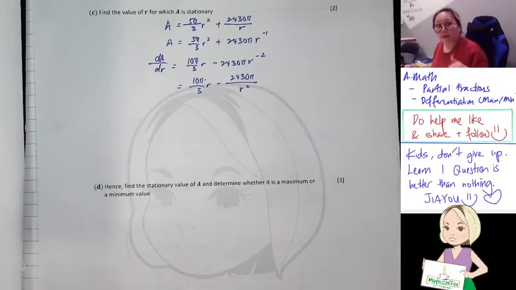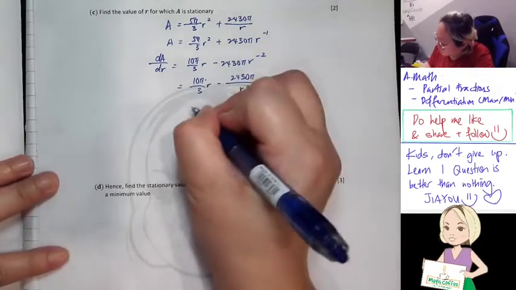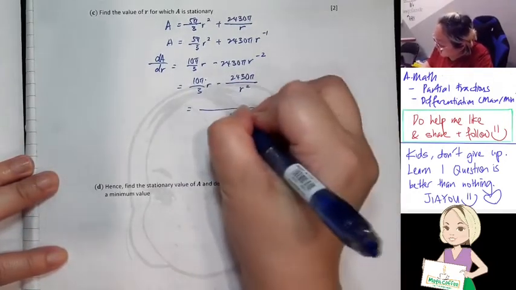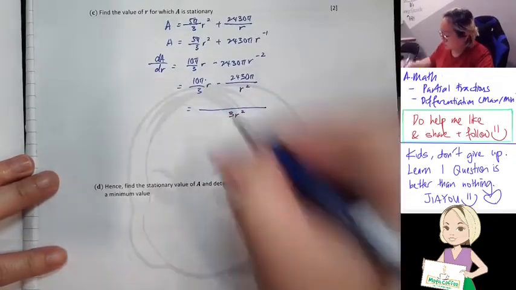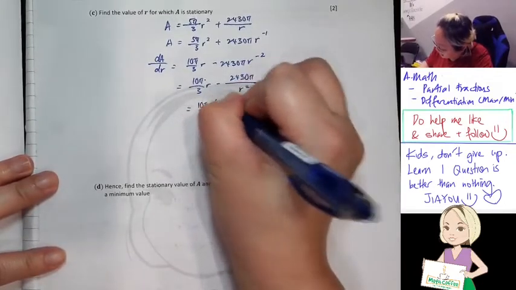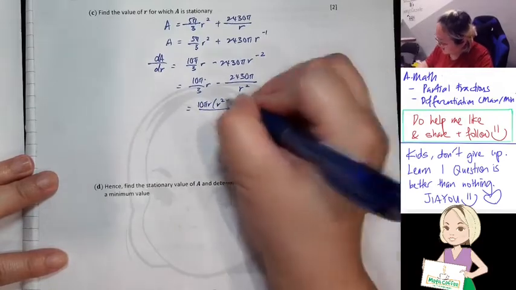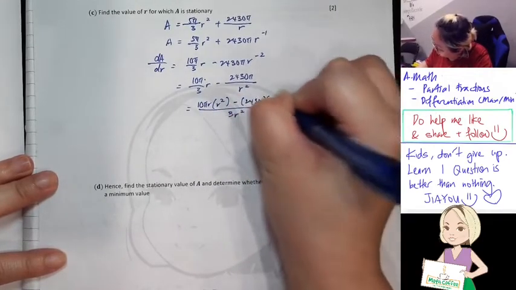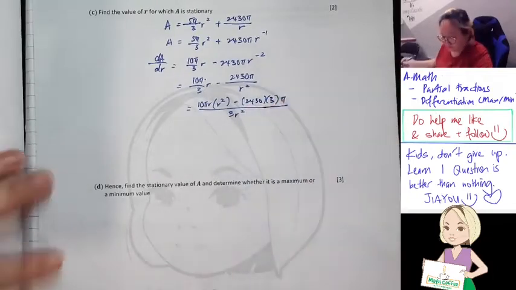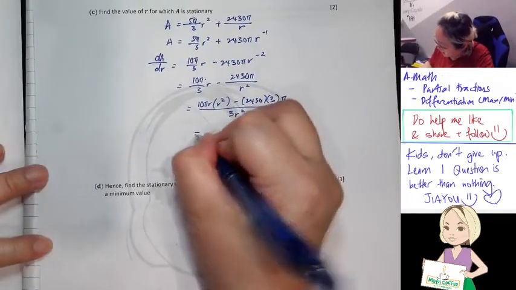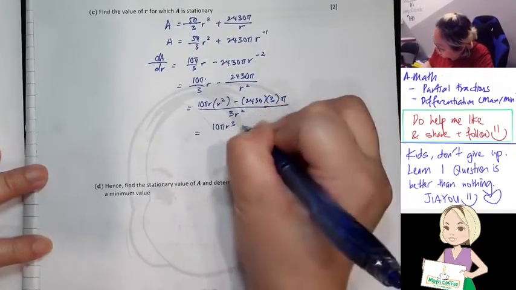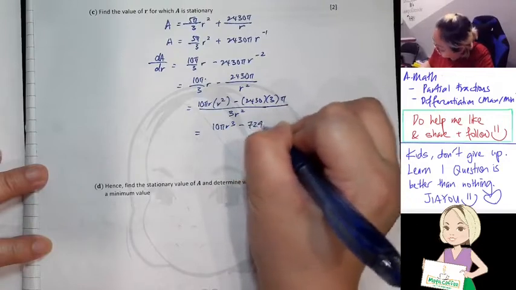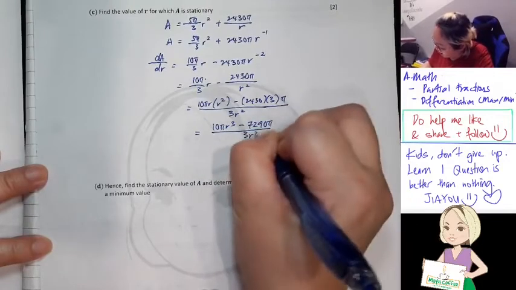But because later you want to do dA/dr equals 0, it will be easier when you change them to the same denominator. So my common denominator is 3r squared. That means this will be 10 pi r multiplied by r squared, minus 2430 times 3, then with a pi. And I end up having 10 pi r cubed minus 7290 pi over 3r squared.